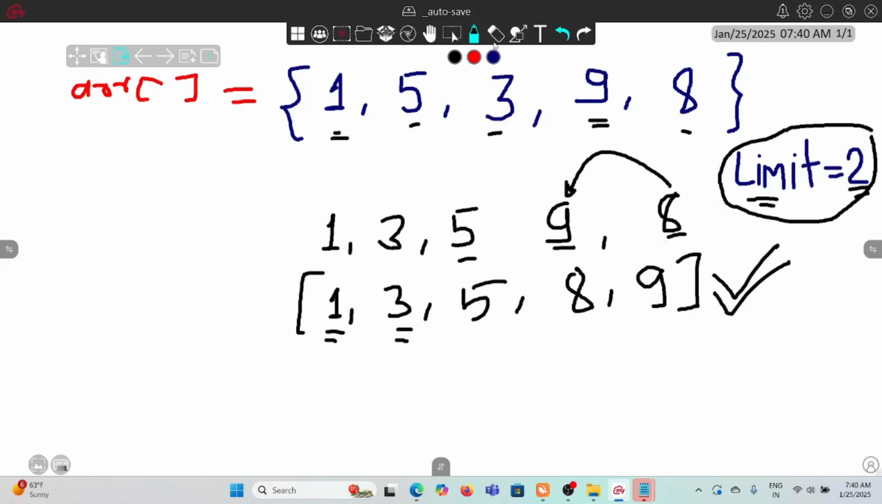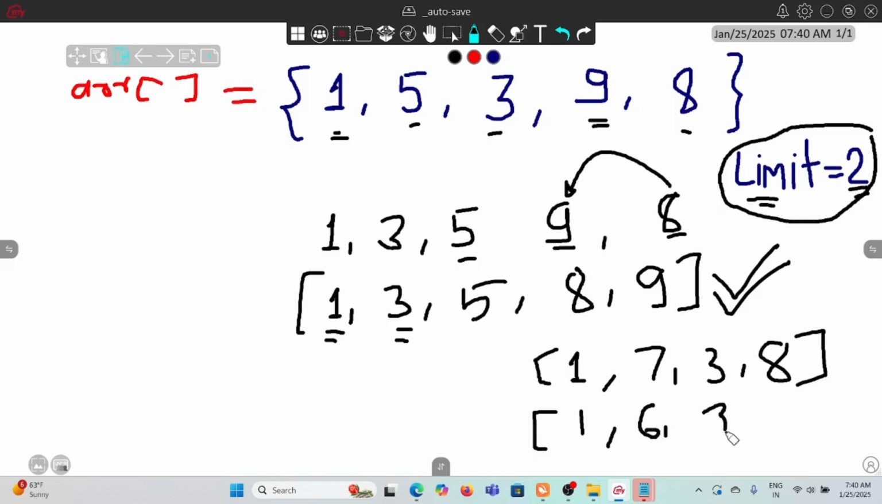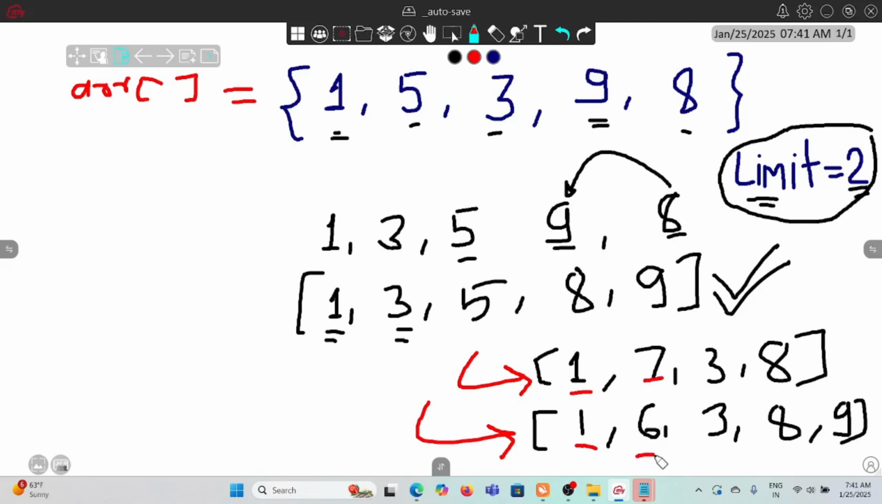Let me tell you about the lexicographic comparison. For example, let's say we have an array 1 7 3 8, and another array 1 6 3 8 9. Which one is lexicographically smaller? Even though the second one has 5 elements and the first has only 4, if we compare them, the first element is 1 in both, not a problem. But the second element is 7 in the first and 6 in the second, so the second is smaller, even though it has more elements. So we have to check in this way. Now the thing is how to do that.